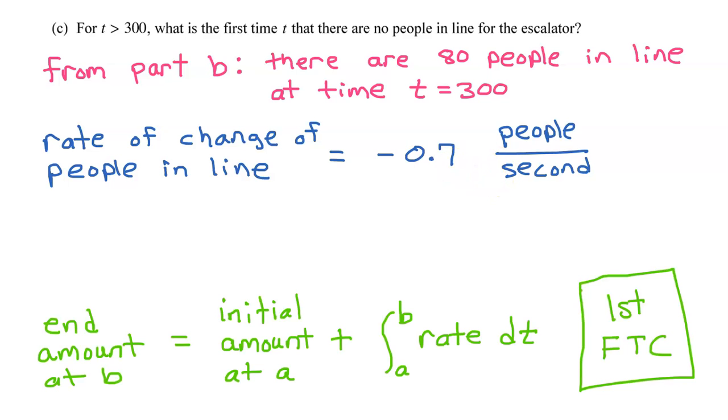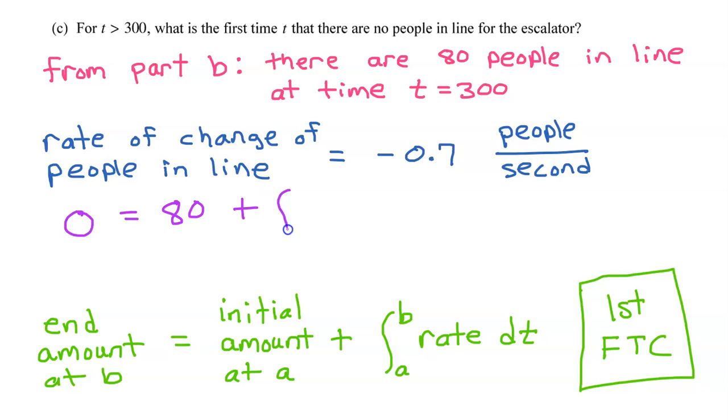Here comes the first fundamental theorem of calculus again. The end amount at b equals the initial amount at a plus the integral of the rate from a to b. Since we are looking for the time that there are no people in line for the escalator, the end amount that we are looking for is 0 people. So we will use 0 for the end amount. We know that there are 80 people in line at time t equals 300. So let's use 80 as the initial amount.